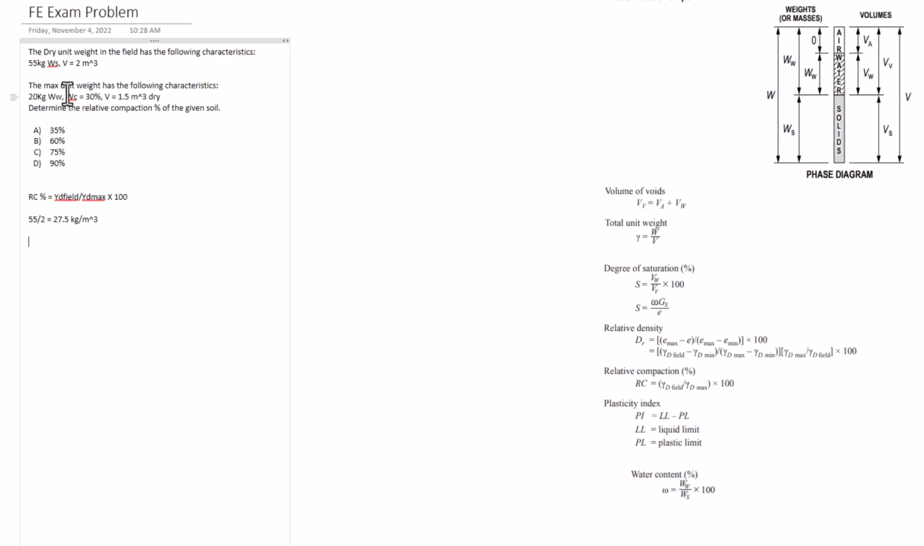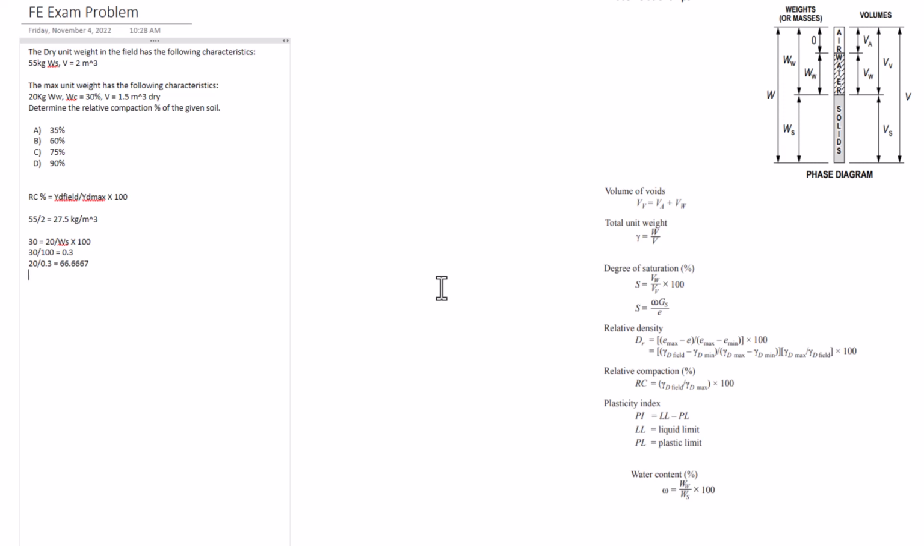We have the weight of water and water content, but we don't have the weight of the solids. So we're going to use the water content equation. So 30% equals the weight of water, which is 20, divided by the weight of solid, which we don't know, and then times 100. And so 30 divided by 100 is just going to equal 0.3. We move the weight of solid to the other side of the equation. So we have 20 divided by 0.3. That equals 66.6667.